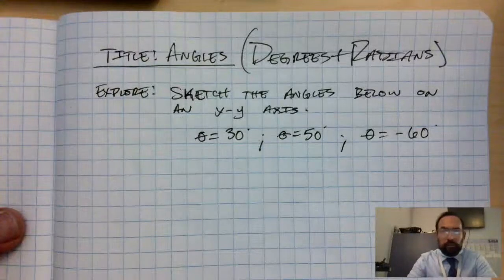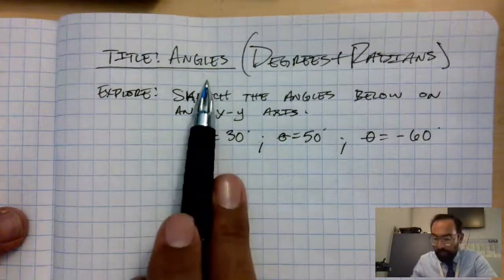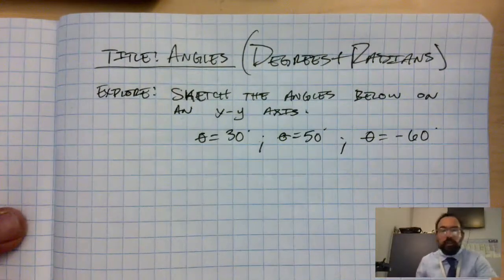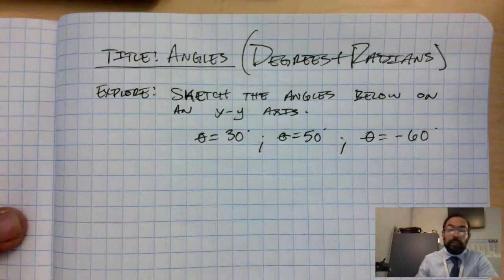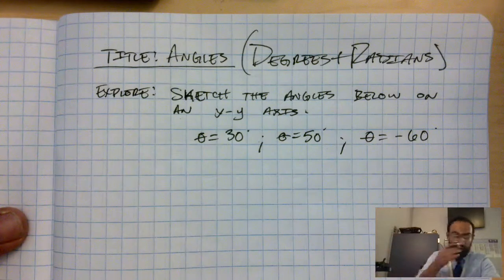Hi guys, welcome to your focus notes video of today. The title of today's notes is going to be angles, degrees, and radians. We already know what a degree is, but we're going to be learning a couple things regarding how to sketch degrees all the way to how they relate to radians and what even a radian is.